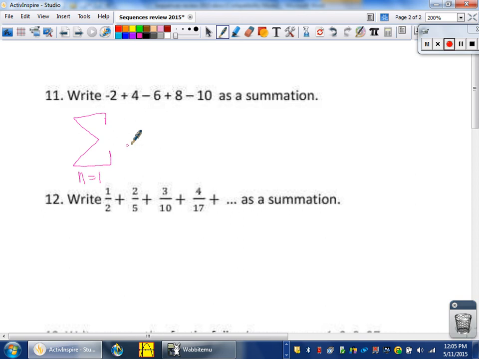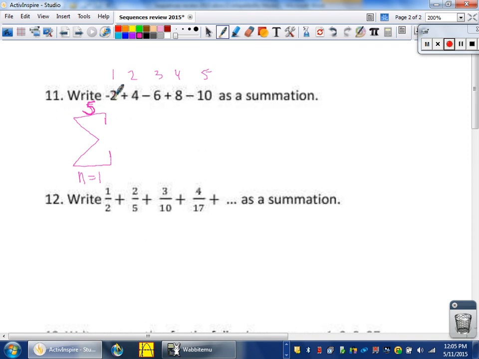Let's start at 1. And this is 1, 2, 3, 4, 5. We end at 5. Like this one, if there's a plus dot dot dot, we know it never ends, so that should be infinity. But because there's only 5 terms, it will end.